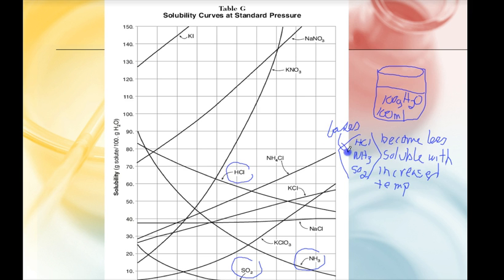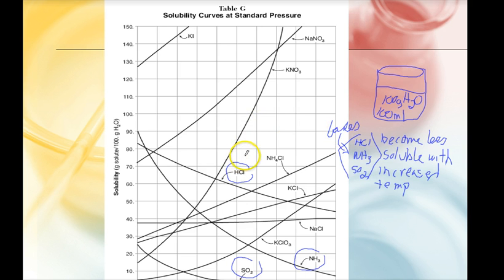These are solutes that are gases at room temperature. Remember we talked about earlier that gases actually become less soluble when you raise the temperature. So those three are gases. The other ones are all solids at room temperature, so they all do increase in solubility as temperature goes up.